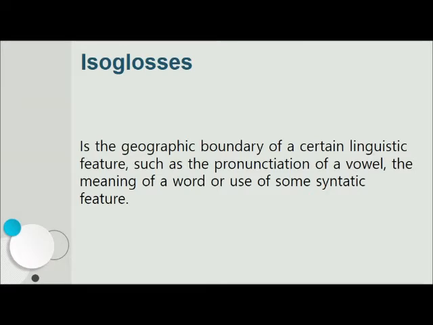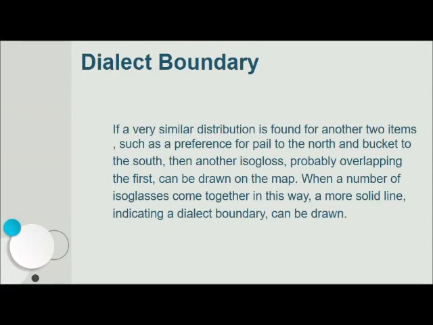Isogloss. An isogloss is the geographic boundary of a certain linguistic feature, such as the pronunciation of a vowel, the meaning of a word, or use of some syntactic feature. Dialect boundary. If a very similar distribution is found for another two items, such as preference for pail to the north and bucket to the south, then another isogloss, probably overlapping the first, can be drawn on the map. When a number of isoglosses come together in this way, a more solid line indicating a dialect boundary can be drawn.